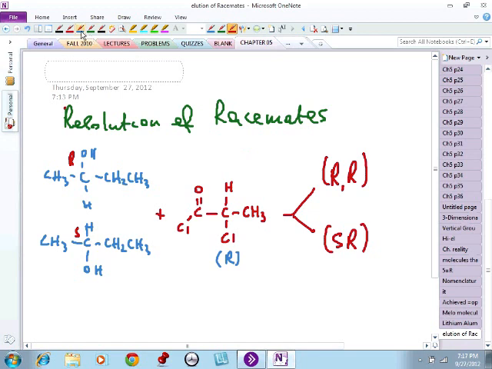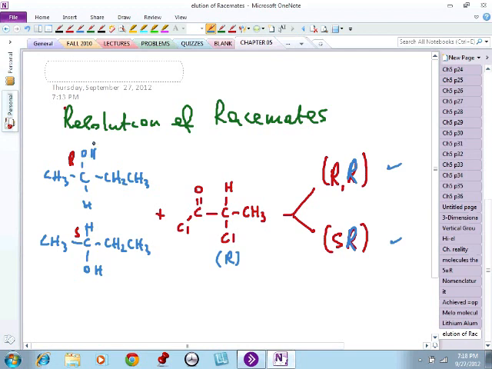Okay, the R, of course, is coming from here. So let us make that blue, and this also blue. Now, what is the stereochemical relationship between these two molecules? Anybody know? Would they be enantiomers? You think so? These two. This molecule here and this molecule.